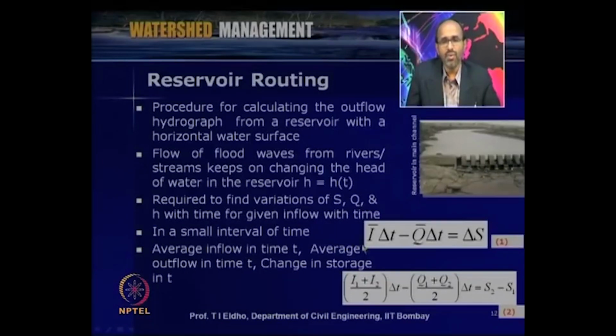As far as inflow is concerned, if we consider an average with respect to time, we can write I1 plus I2, where I1 is the inflow at time T1 and I2 is the inflow at time T2. If delta T is T2 minus T1, then we can write (I1 plus I2) divided by 2 into delta T, minus, similarly, with outflow Q1 at time T1 and outflow Q2 at time T2, (Q1 plus Q2) divided by 2 into change in time delta T. That will be the change in storage, S2 minus S1. So, this average inflow, average outflow and the change in storage in time T are how we can rewrite this equation when we go for reservoir routing.